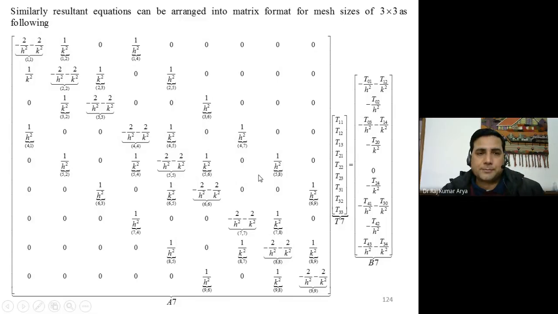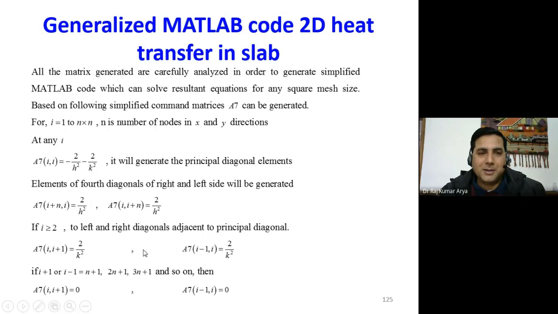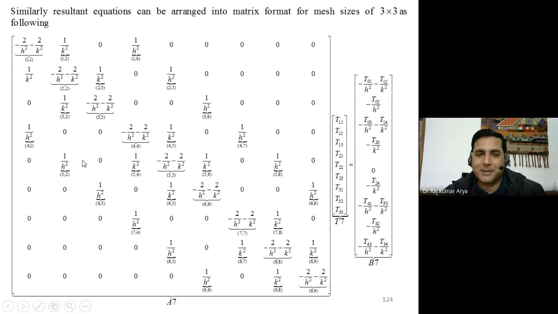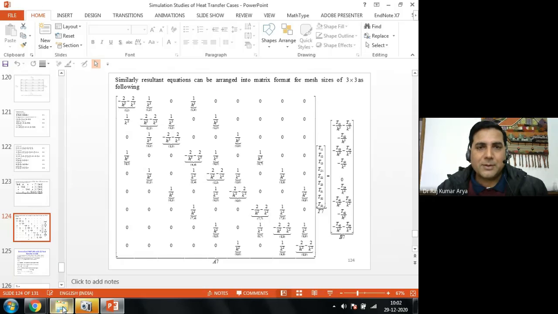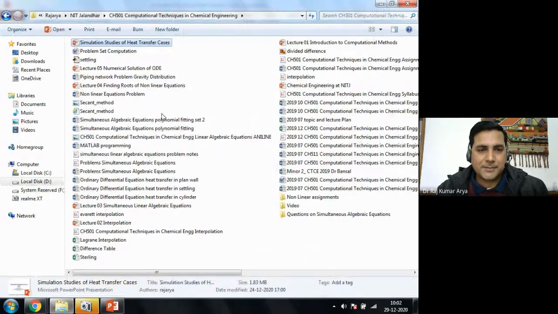I have not shown 4 by 4 here because I hope the 4 by 4 trend is the same. Okay, so this would be the same trend for 4 by 4 also, but I generated it actually. Let me show you, because 4 by 4 I also generated.